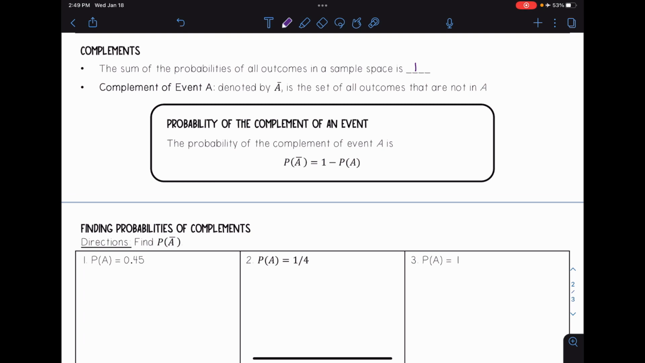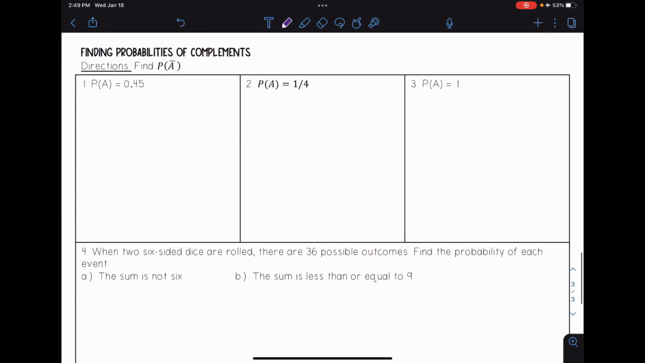Here we're going to be looking at finding the probability of the complement event. We have this equation that says the probability of the complement of event A is equal to 1 minus the probability of A. So let's go through some examples of finding those.